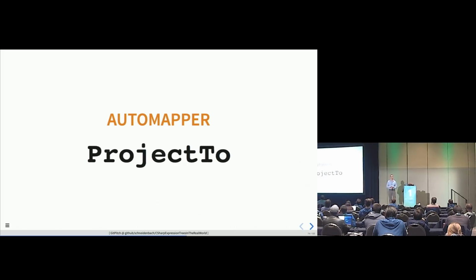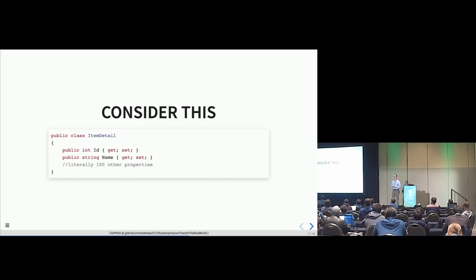Let's talk about project to. If you were in my workshop, I talked about project to a lot because it's one of my godly things. I love this thing because it can use expressions in really powerful ways. Let me show you. So let's say that you have some kind of item detail class, and for our sake, we'll just say it has an ID and a name and 100 other properties. So 102 properties to map, right?